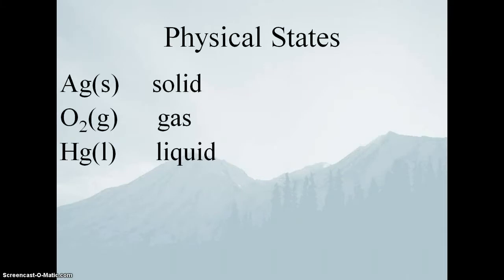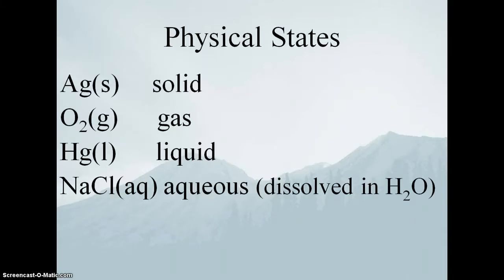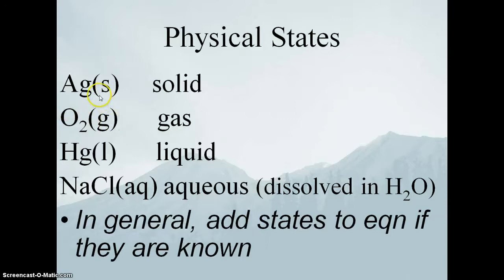Now, when we write our chemical equations, we also put subscripts behind them to indicate their physical states. And there are 3 main physical states that we talk about. There's solids, liquids, and gases. Solids are given the symbol S, gases are given the symbol G, and liquids are given the symbol L. And then there's a 4th one that you're going to see often, which is AQ, which stands for aqueous, which by definition means dissolved in water. That's the definition of aqueous. So whenever you see NaCl(aq), that means aqueous, or just dissolved in water.